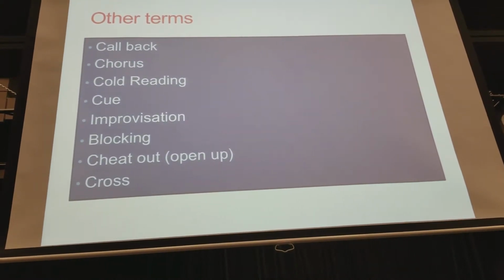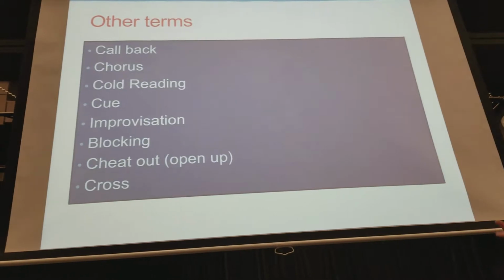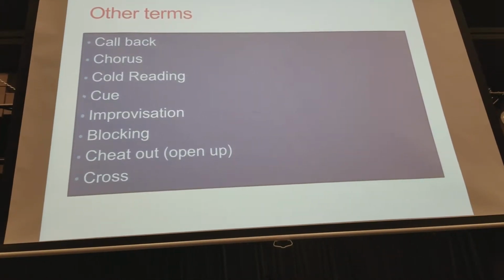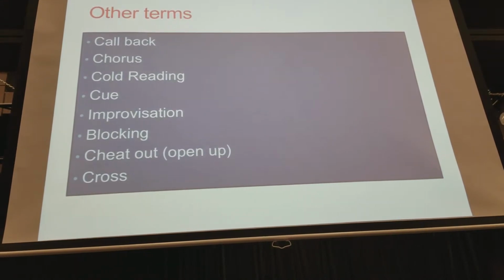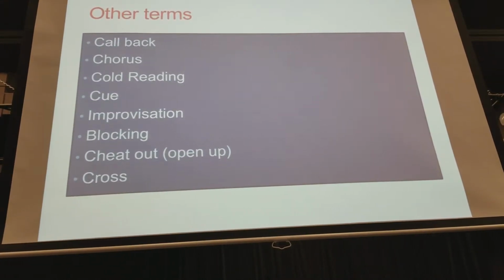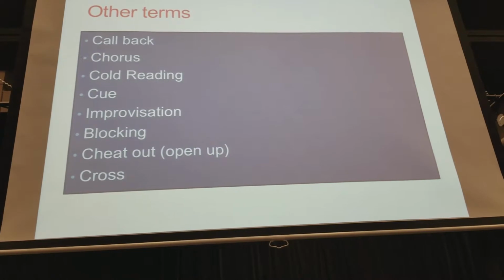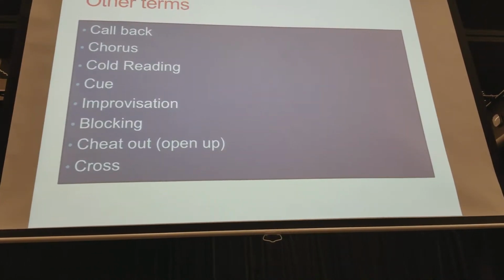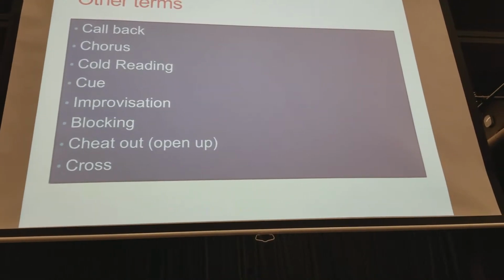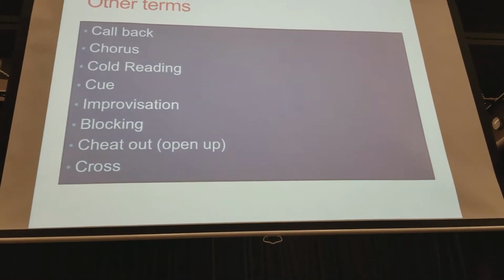Improvisation. Ad lib. Yes, you know that. Blocking. Blocking is the direction of the actor's movement on stage given by a director. Very similar to choreography. I'm going to create a pattern for you. I'm going to tell you when to move and how to move. So it's the actor's sense of movement and direction.